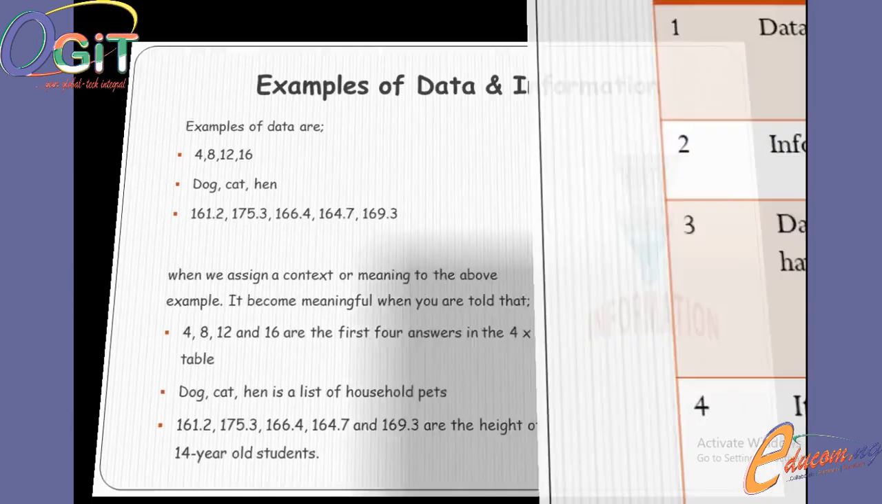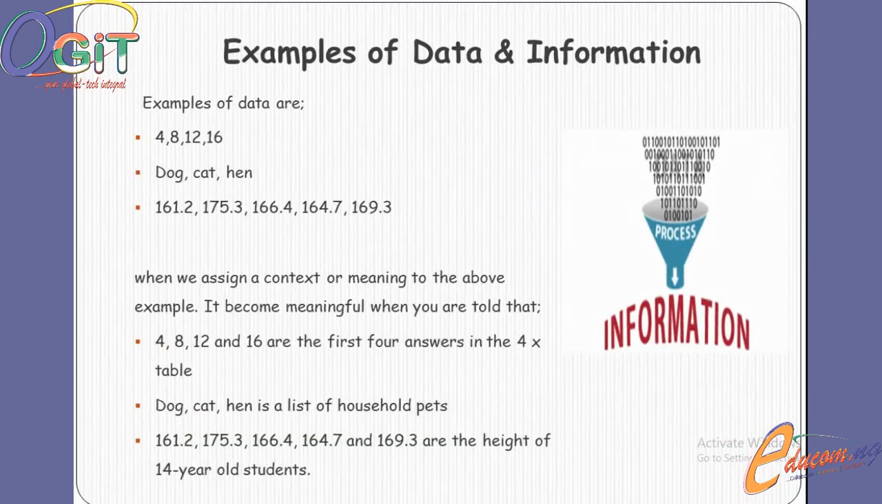Now we're going to move into the examples of data and information. What are the examples of data and information? We have 4, 8, 12, 16. We have the dog, we have the cat, we have the hen. We also have 161.2, 175.3, 166.4, 164.7, and 169.3.